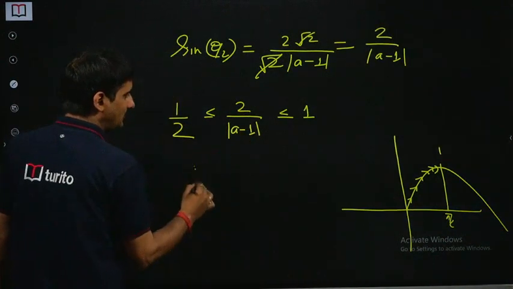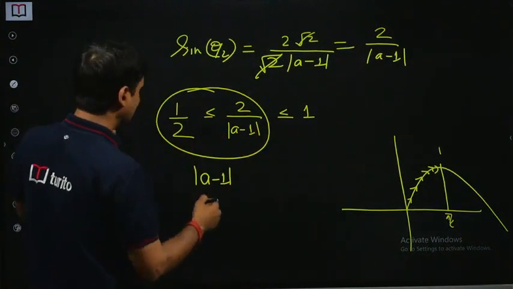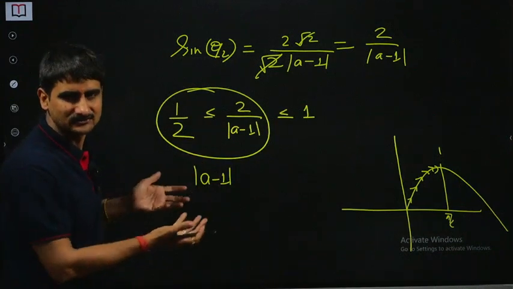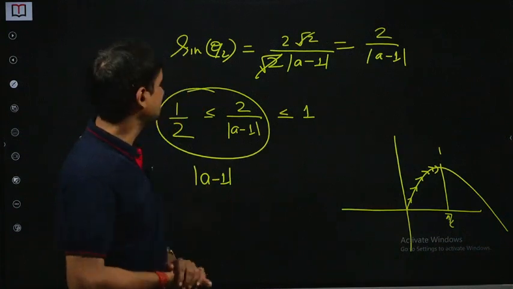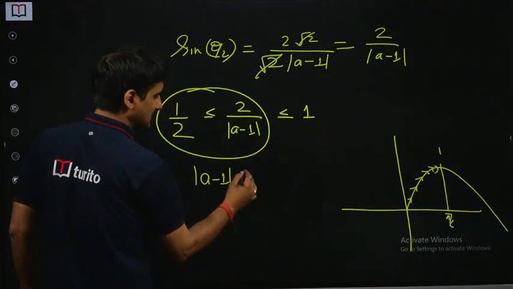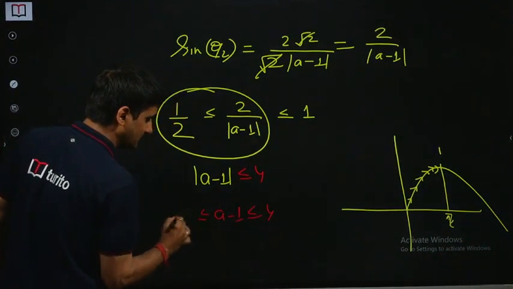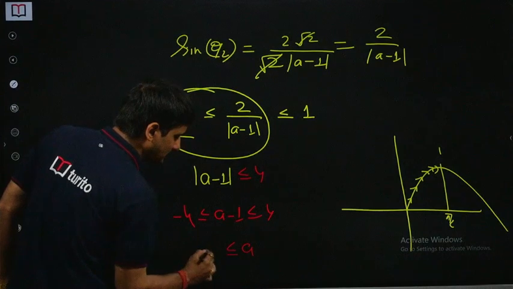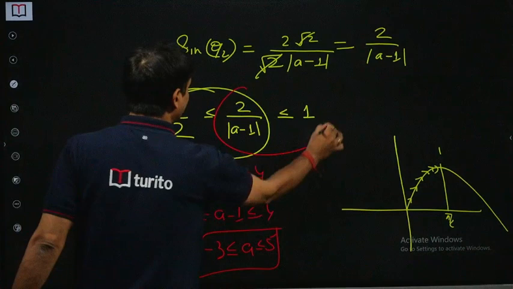So let's solve it. Mod of a minus 1, cross multiply this one. Since everything is positive, we can cross multiply in an inequality only when the denominators are positive. So it's less than or equal to 4. That means a minus 1 is less than or equal to 4 and greater than or equal to minus 4. So a lies between minus 3 to 5. First case.